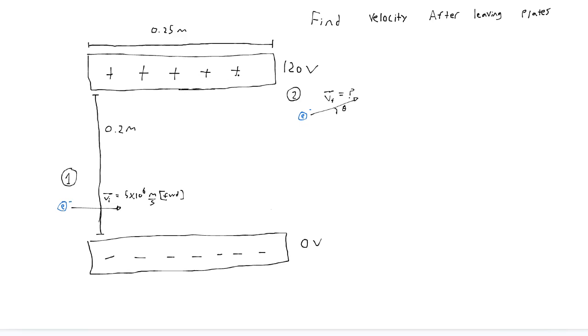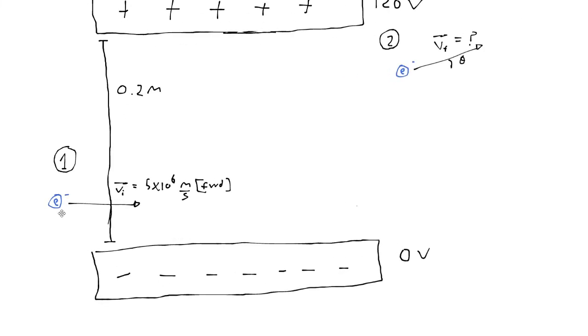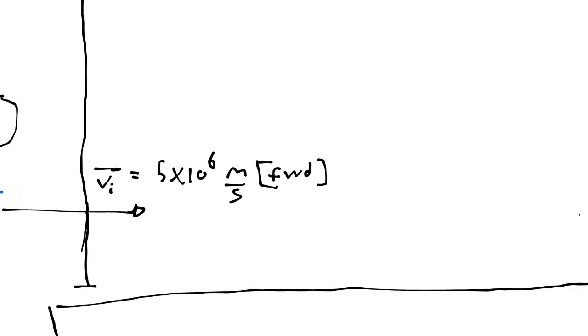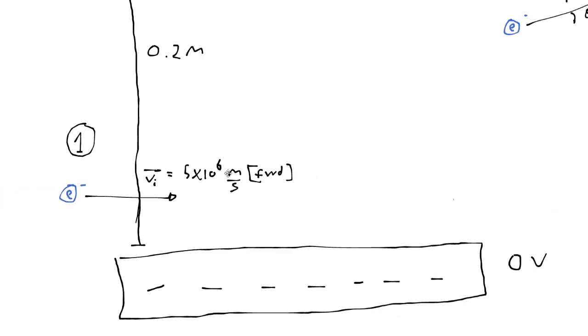Okay, so this is projectile motion of an electron in a parallel plate. So we're trying to find the velocity after this electron leaves the plate. So basically what happens here is an electron is going to get shot into the parallel plates at 5 times 10 to the 6 meters a second.